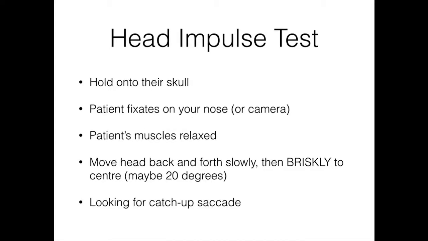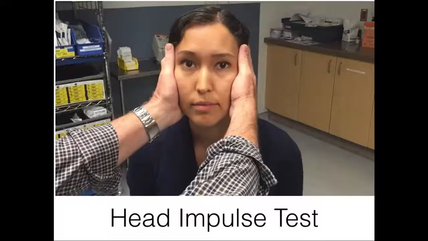In order to perform the head impulse test, hold onto their skull, have them look at your nose or the camera, and then move their head back and forth until you're assured that their neck muscles are relaxed, and then in a random fashion, move their head briskly to the midline from maybe 20 degrees out. What you're looking for is an abnormal catch-up saccade, which I'll demonstrate shortly after this normal volunteer.